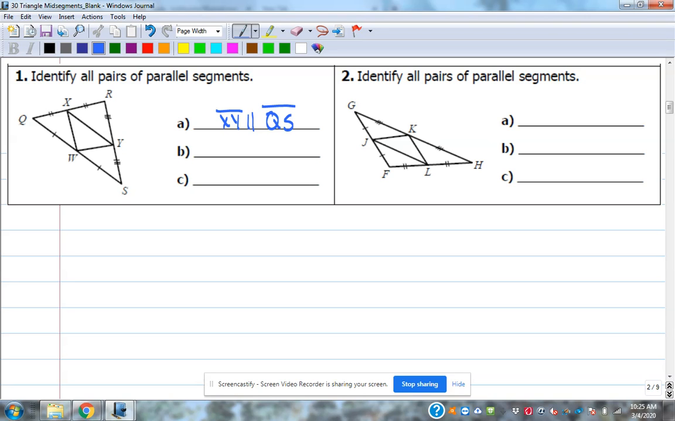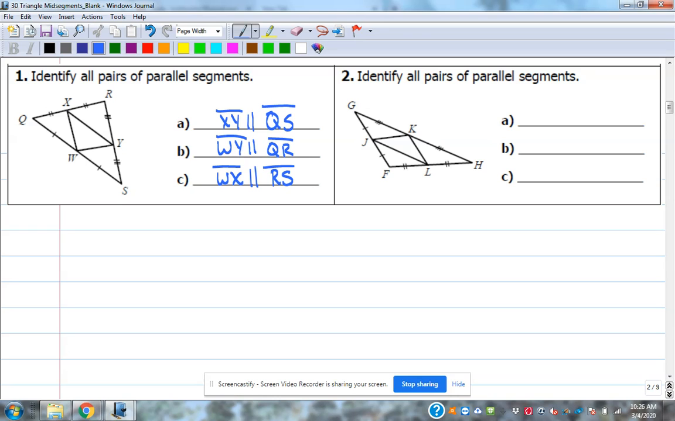Same thing happening here. What about, let's go around the triangle, WY. QR. And then the last side, WX. RS or SR, whichever way you want to name it there. Okay. Easy thing to do there, right? A mid segment is parallel to the side that it does not intersect.